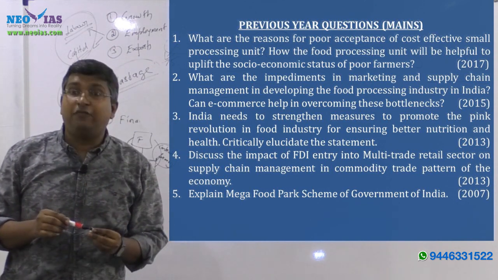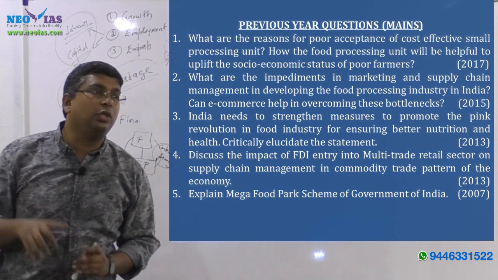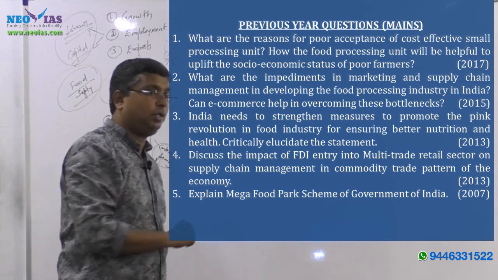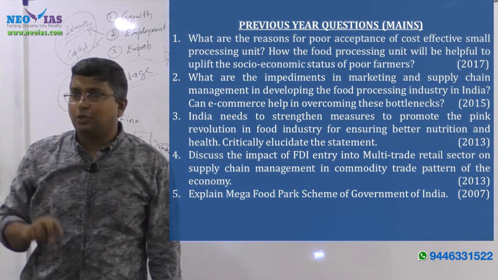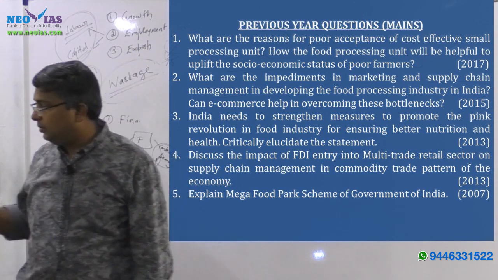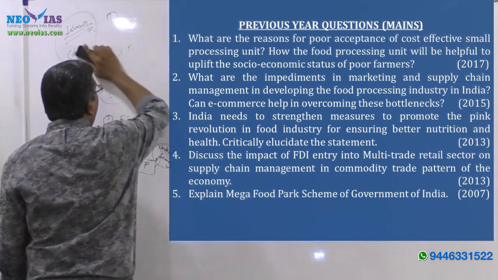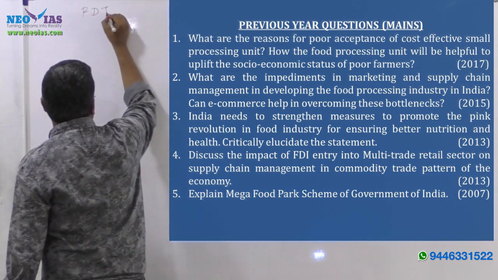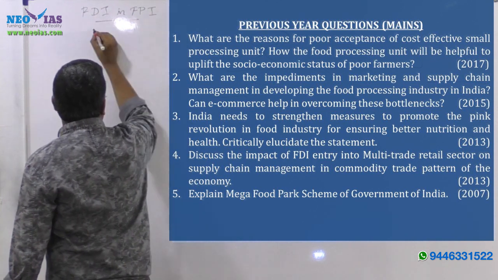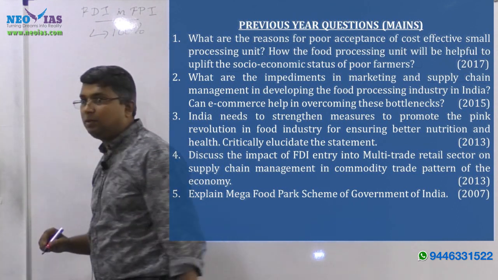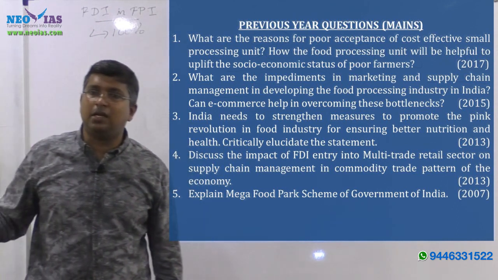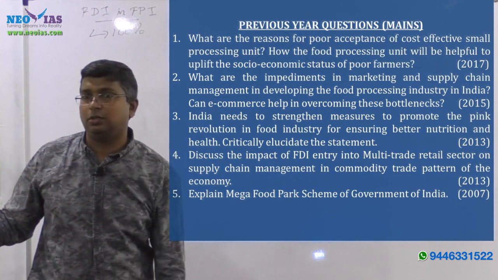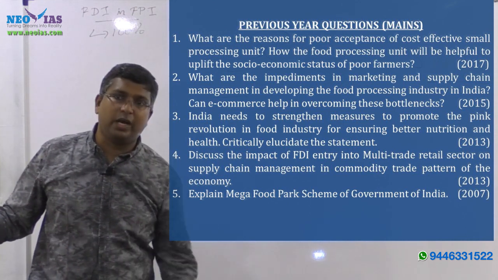I'll stress it: FDI. For every sector you need to know the role of FDI. Presently there is 100% FDI in food processing under the automatic route. There are two things related to food processing. One is FDI in food processing industries. FDI in food processing units is 100% under the automatic route. You know the advantage of the automatic route: no approval is required, you can directly bring it.